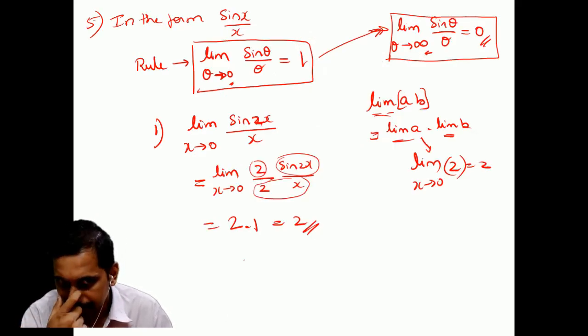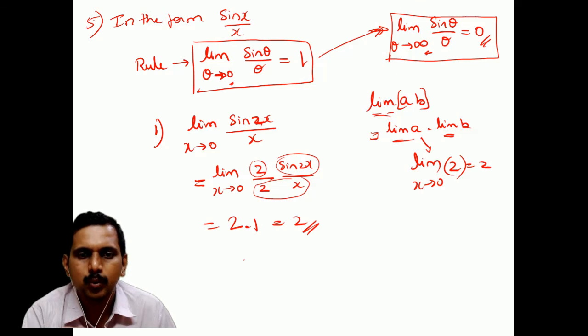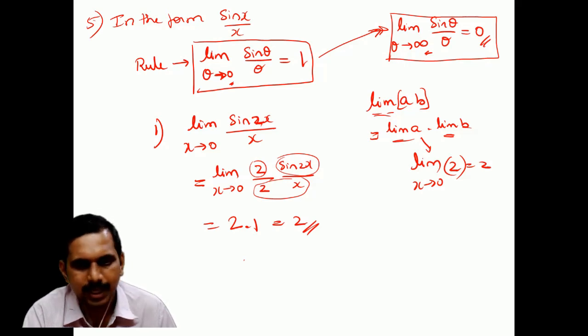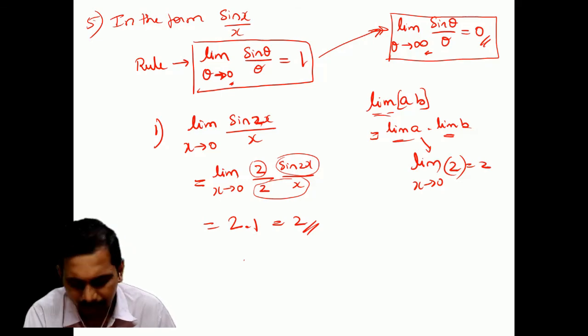See, for example, here, what has happened? Sine 2x by x in the first problem. What we have done, we have multiplied and divided by 2. Is it not? Yes, sir. So like that. Then we need to cancel and simplify that. It depends on the problem. Okay, sir. Thank you.